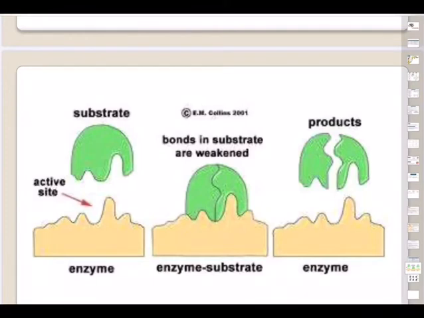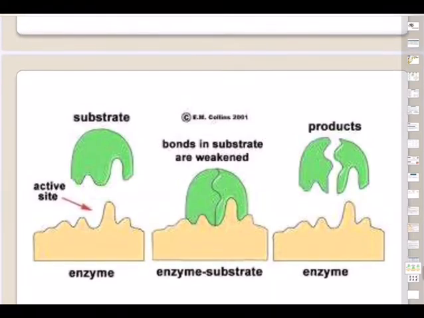So the number of substrate molecules converted to products. Look at this. In the first one it is substrate, and in the last diagram it is products. So the number of substrate molecules converted to products per minute by an enzyme is called turnover number, and this exhibits enzymatic efficiency or efficiency of an enzyme.